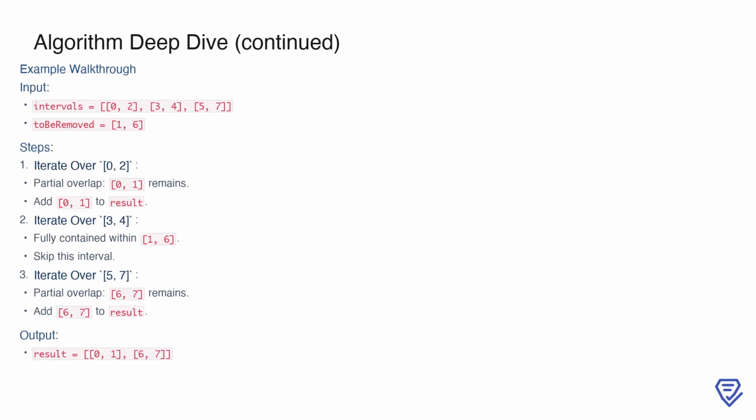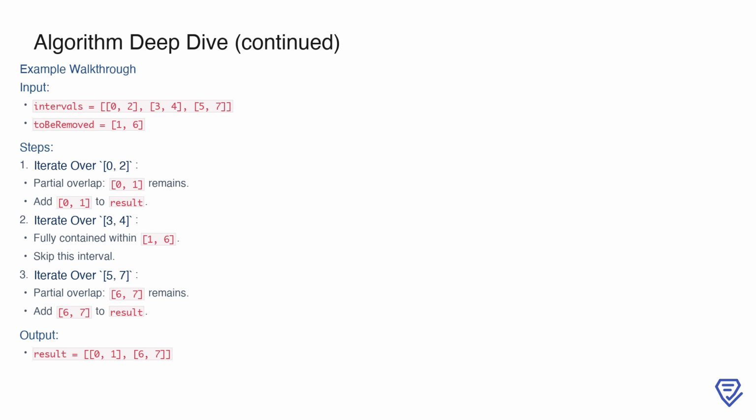Let's walk through an example to see the algorithm in action. Suppose the input intervals are [0, 2], [3, 4], [5, 7], and the interval to be removed is [1, 6]. First, we process the interval [0, 2]. There is a partial overlap, as [1, 6] intersects with this range. The non-overlapping segment [0, 1] remains, so we add [0, 1] to the result list.